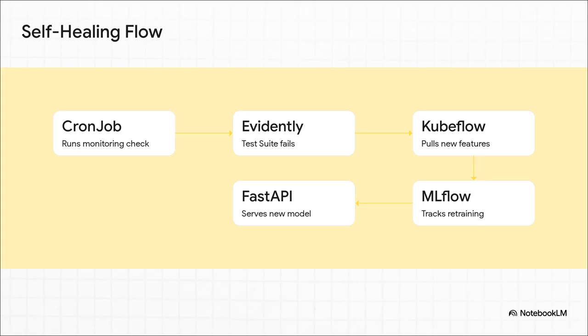When the Evidently test suite fails, it automatically triggers a Kubeflow pipeline. That pipeline instantly pulls fresh features from the Feast store, retrains the model with full MLflow tracking, passes it through a strict evaluation gate, and, if the new model is actually better, deploys it straight to FastAPI. A degraded model goes in, a healthy model comes out, and the best part, it happens with zero human intervention.